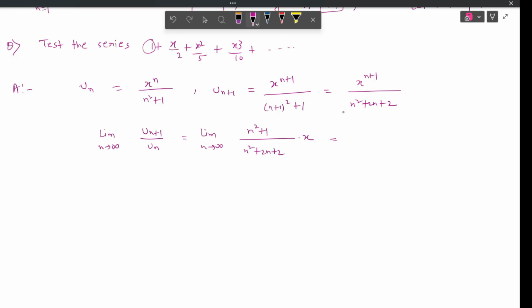Now take n square common from this and take n square common from this. You will get limit n tends to infinity 1 plus 1 by n square divided by 1 plus 2 by n plus 2 by n square multiplied with x. If you put n tends to infinity, this will become 0, this will be 0, this will be 0. Okay. So 1 multiplied by x, you will get x.